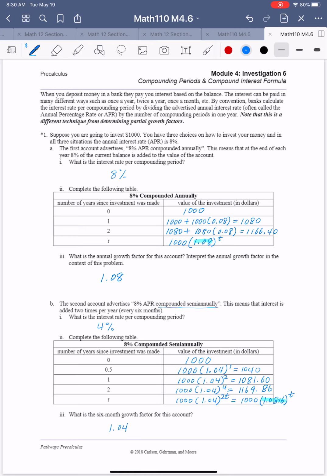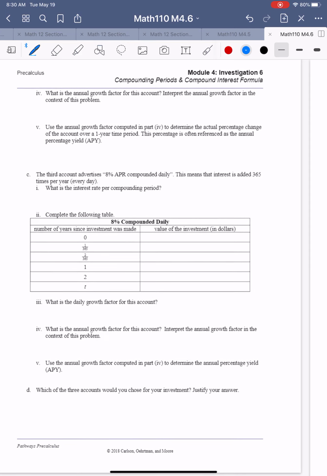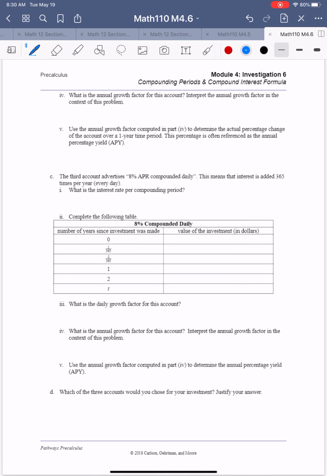All right, let's look at the next page. Now, what is the annual growth factor of this account? Every year it's going to be 1.04 squared, so it becomes 1.0816. Then number 5, use the annual growth factor computed in part 4 to determine the annual percentage change of the account over a 1-year period. This percentage is often referenced as the annual percentage yield, APY. So if you convert that, it becomes 8.16% as APY. This is actually the percentage of the interest.